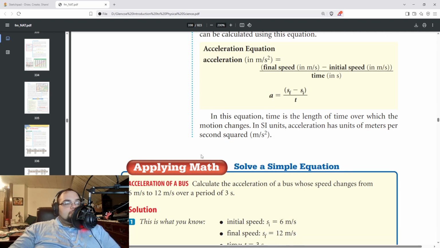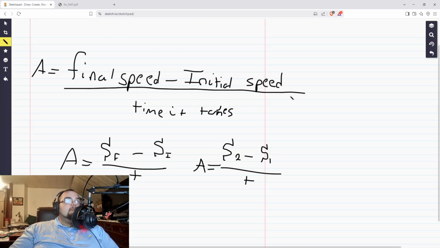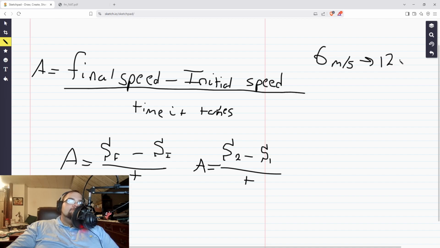But here's a little problem we'll try out. We have a bus whose speed changes from 6 meters per second to 12 meters per second over 3 seconds. So we go from 6 meters a second to 12 meters a second over 3 seconds. Okay? So let's calculate it out.